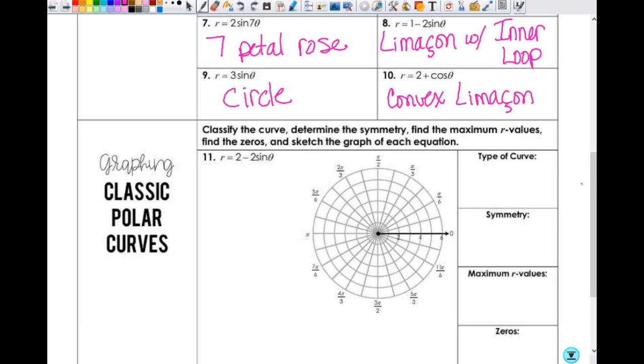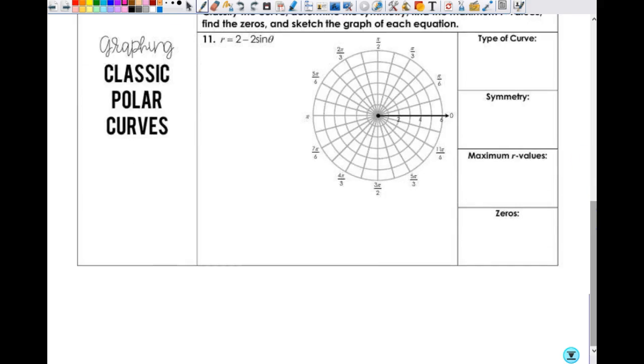So let's look at number 11. So this has to fall into the limacon category, right? Which kind? Cardioid. Very good. So this is a cardioid.